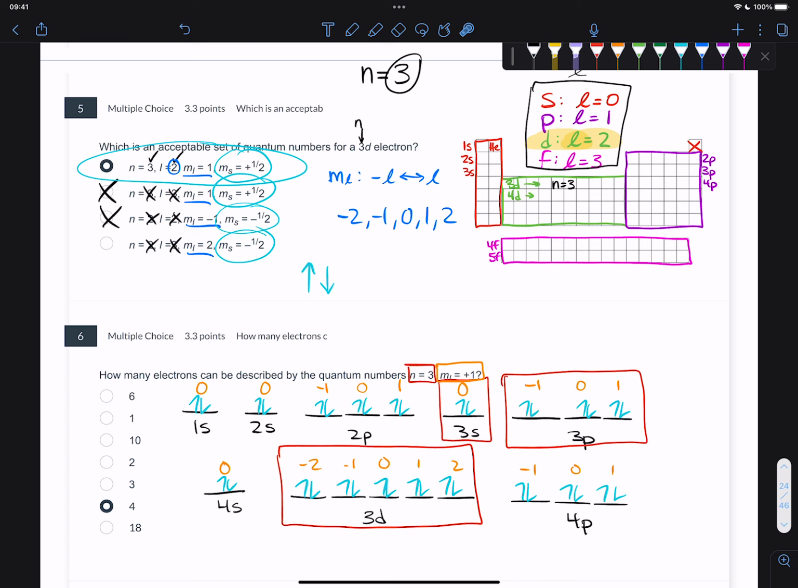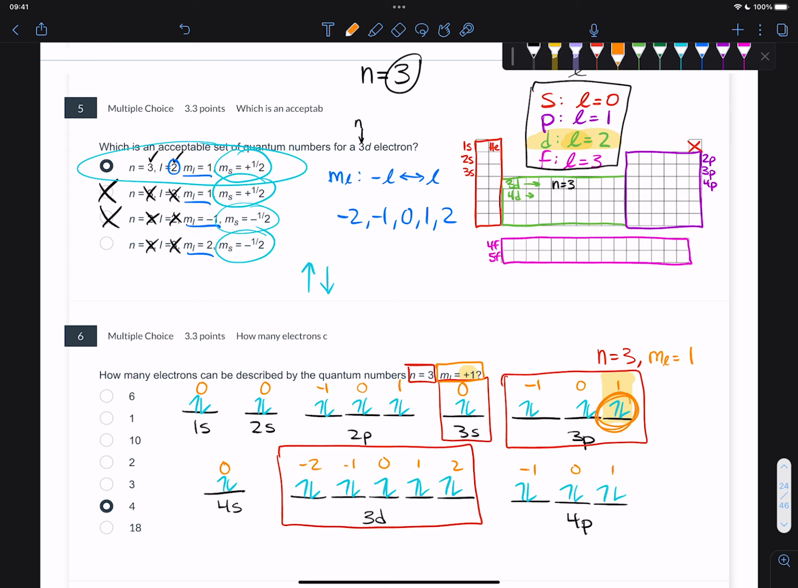Now, let's find where our ML equals +1. Oh, here's one. That qualifies. There's 2 possible electrons right there. So these 2 electrons I just highlighted have n equal to 3, and I'll do the ML in orange to be consistent, and the ML is equal to 1. That's a possible 2 electrons right there.